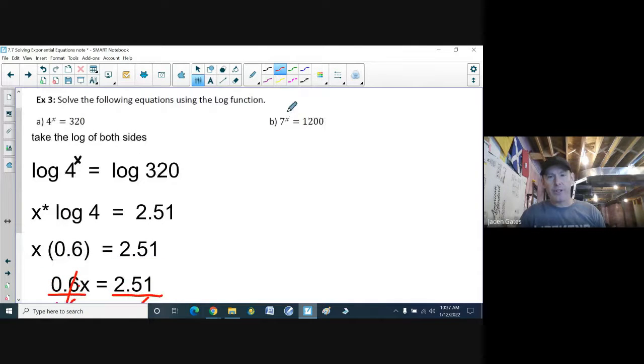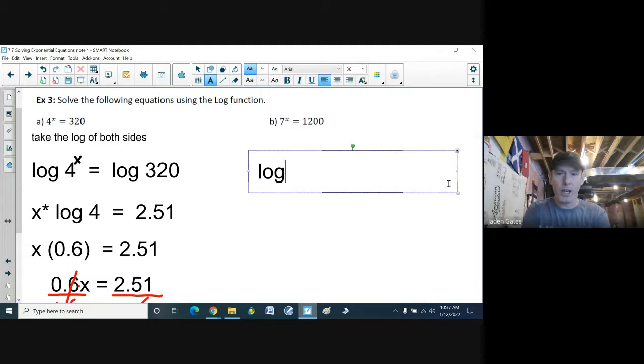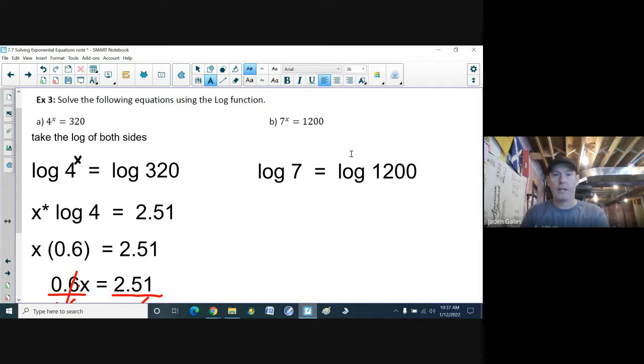This time we have 7 to the power of x is equal to 1200. All right, so once again, I am going to take the log of both sides. So I get the log of 7 to the power of x. I'll put that x in after. And I'm going to take the log of 1,200. All right. And again, let's put that x in there so before I forget. There we go.